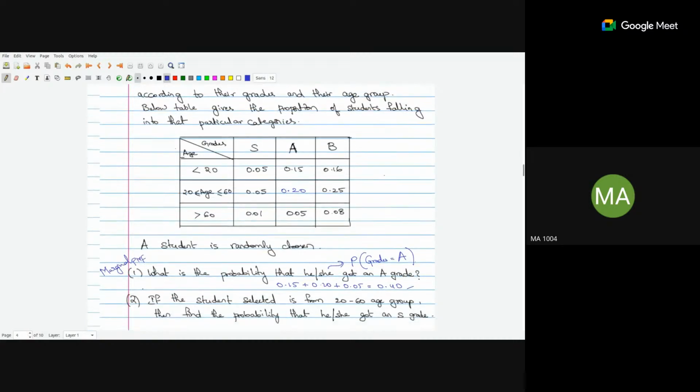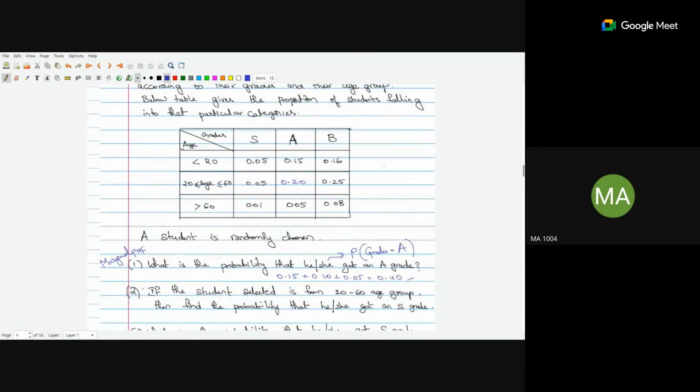So the next question is, whatever student we have selected, if the student is from the 20 to 60 age group, then find the probability that he or she got an S grade. Now tell me, what kind of problem is this? Which concept is this problem related to? Conditional. Correct. So this is the condition given to us.